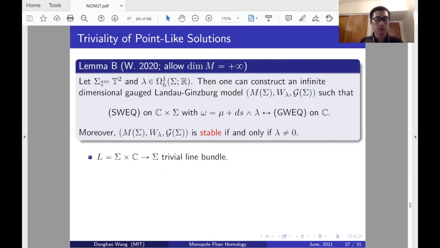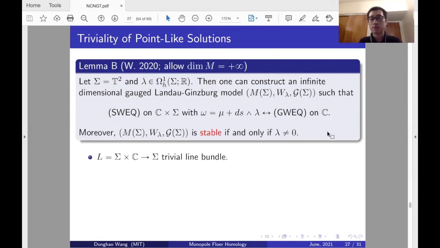Here we take sigma to be a 2-torus equipped with an arbitrary Riemannian metric, and lambda is a harmonic one-form on the surface. Then Lemma B says one can construct an infinite dimensional gauge LG model such that the Seiberg-Witten equations on this product 4-manifold perturbed by the standard 2-form is equivalent to the gauged Witten equations on C. Moreover, this gauged LG model is stable if and only if this harmonic one-form is non-zero. This lemma is saying our Seiberg-Witten equations are not really special. It's just a special instance of gauged Witten equations.